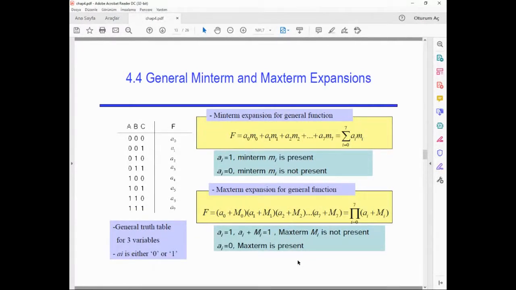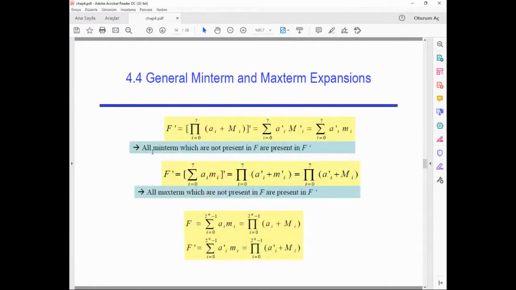Okay, let's see another part. All min terms which are not present in F are present in not F. Just like we said, they are each other's complements. You can see from that not F equals sigma from 0 to 7 of ai and mi complements. Those are the same rules. They are each other's complements.